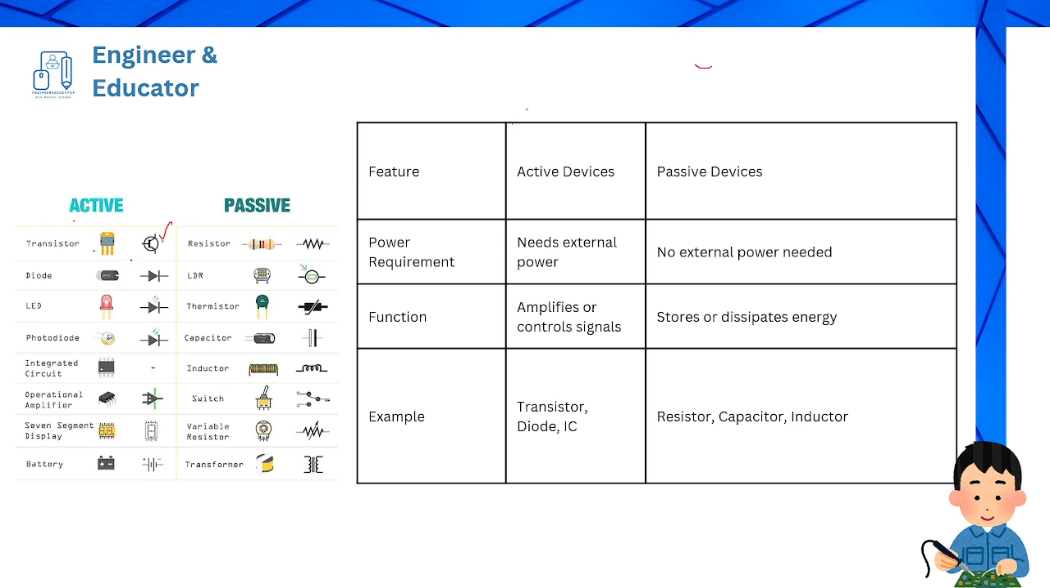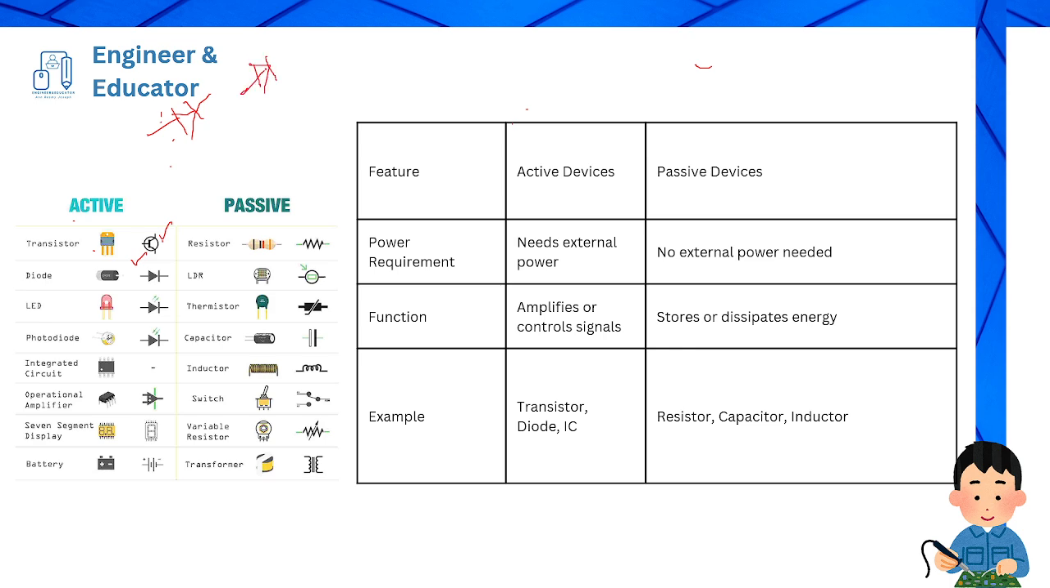Then the diode. The symbol for the diode is given. Earlier when I drew a diode, I only did this much. A diode has a cathode and an anode, so this is the symbol of a diode. Then LED, photodiode. LED means light emitting diode.